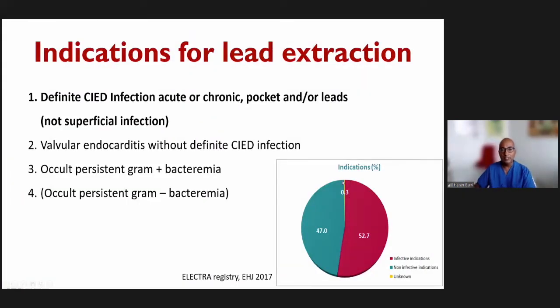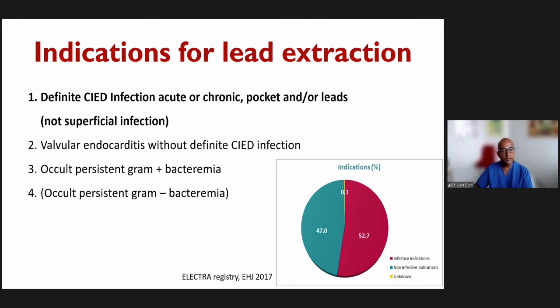Now, what about the indications for lead extractions? In fact, according to the Electra registry, which was a very large registry conducted in Europe with several thousand patients, infections were responsible for 53% of all the indications. And clear-cut indications include a definite CID infection, be it acute or chronic, isolated to the pocket or systemic, or just to the leads with lead endocarditis. You need to take the material out.